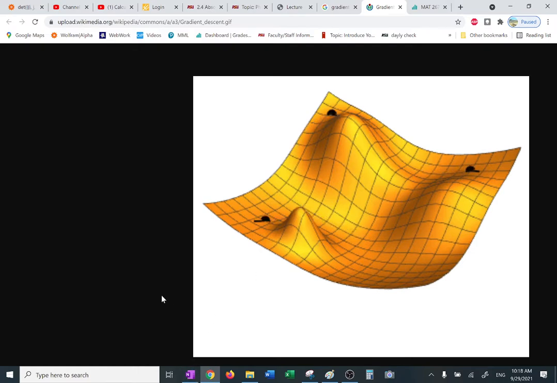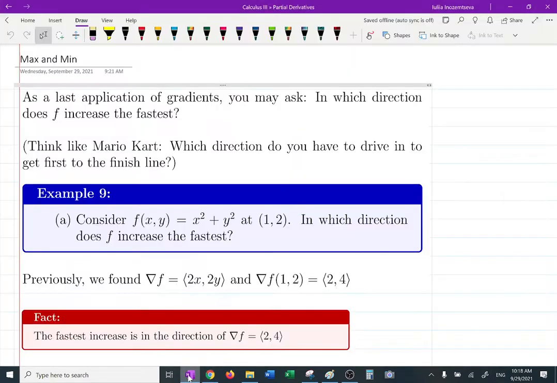Because gradient is a collection of all directions at the same time with respect to x, y, and z. Gradient is the derivative with respect to x, y, and z at the same time. So it shows you the fastest direction the function can get.